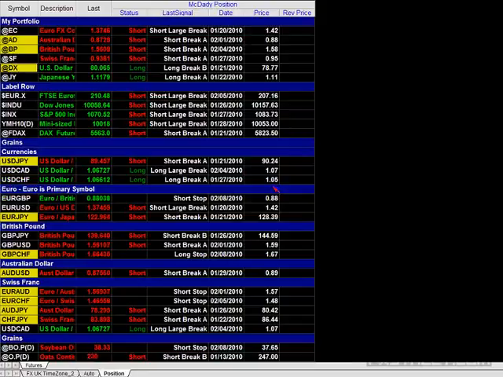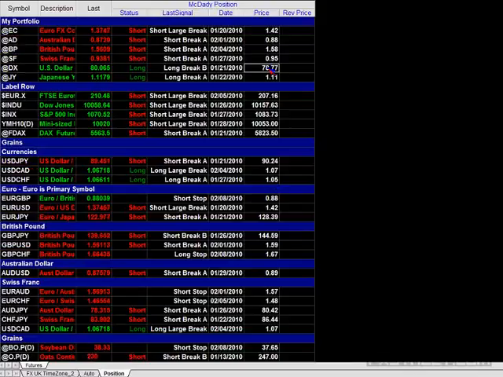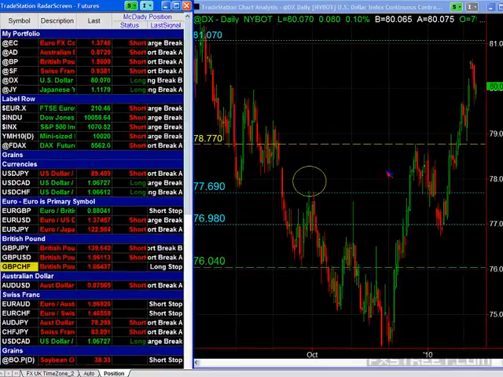These are the positions on the long term. These are the positions that we have now on the long term positions. These are our open positions right now. And that is your P&L.